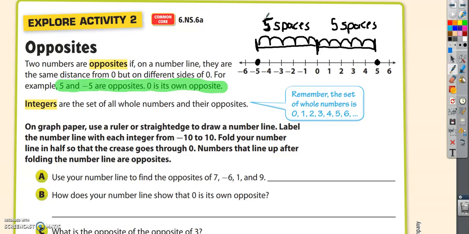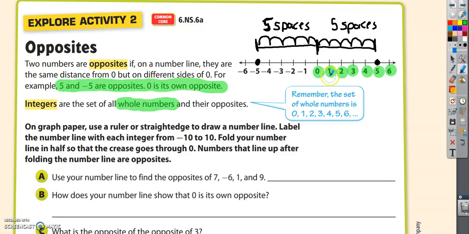Now the next line defines integers. Integers are the set of all whole numbers, and they're opposites. So let's talk about what an integer is. Let's go to our number line. Integers are all the whole numbers. That's the first definition. Whole numbers are things like this: 1 and 2 and 3 and 4 and 5 and 6. Keeps going, but there's a nice sample to start. Also pay attention to the fact that 0 is a whole number. And then it says they're opposites.